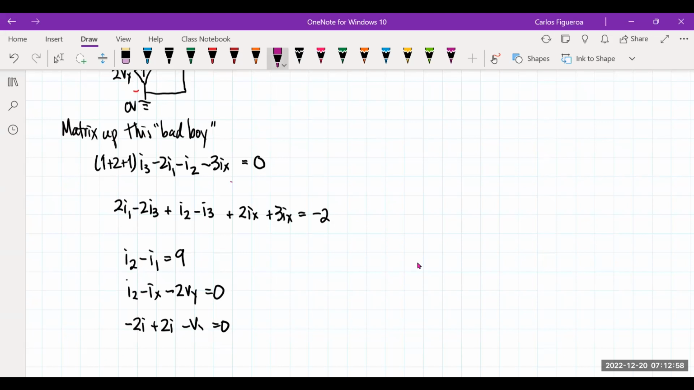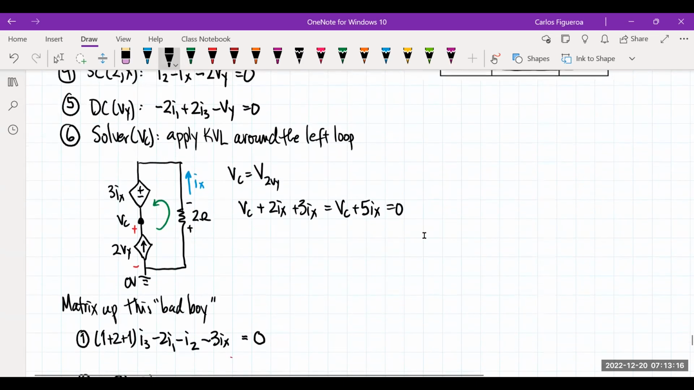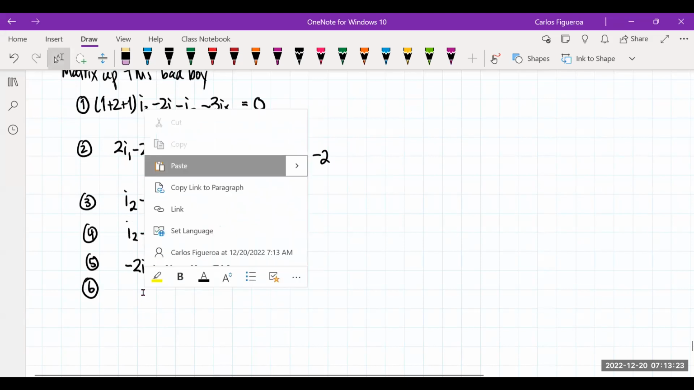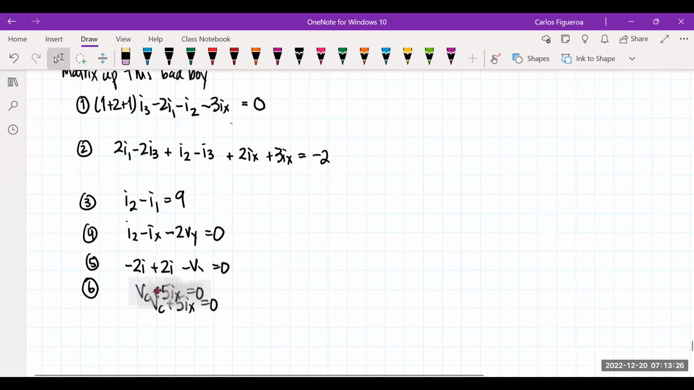So this is my equation 1 right here. This is my equation 2. This is 3. This is 4. This is 5. And then all I need is 6. So 6 is right here. So let's go grab this. I'm going to copy it right here. So now all I got to do is just put all these guys together into matrix form.